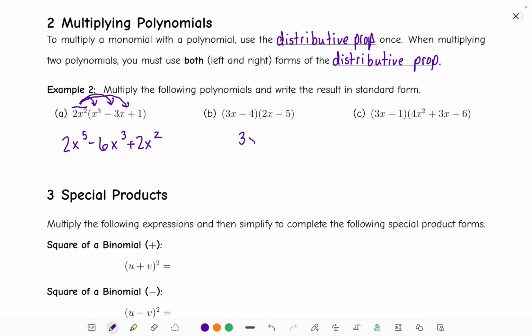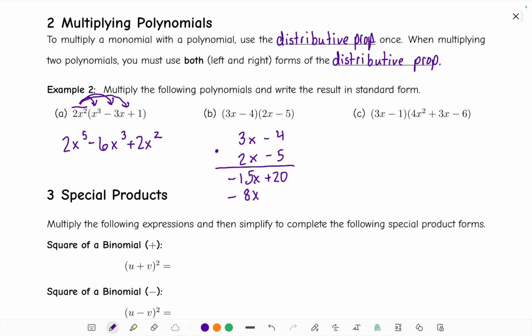So just like with addition and subtraction, we can do this vertically. So multiplying. So negative 5 times negative 4 is positive 20. Negative 5 times 3x is negative 15x. Then you move on to the next term. So 2x times negative 4 is negative 8x, and you just line them up.